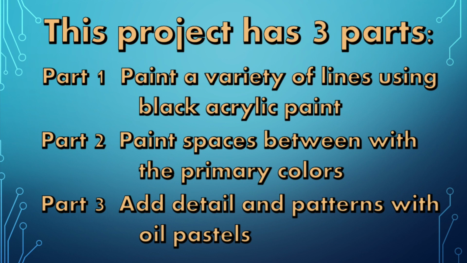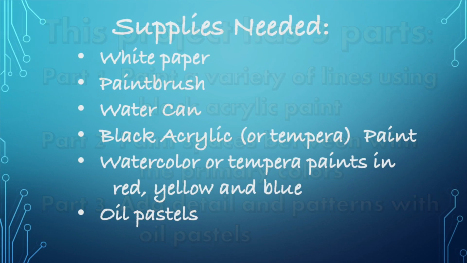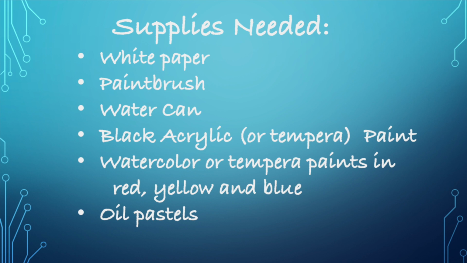This project has 3 parts. Part 1 is paint a variety of lines using black acrylic paint. Part 2, paint spaces between the lines using the primary colors. And Part 3, add detail and patterns with oil pastels. The supplies you will need are white paper, a paintbrush, a water can, black acrylic or tempera paint, watercolor or tempera paints in red, yellow, and blue, and oil pastels.